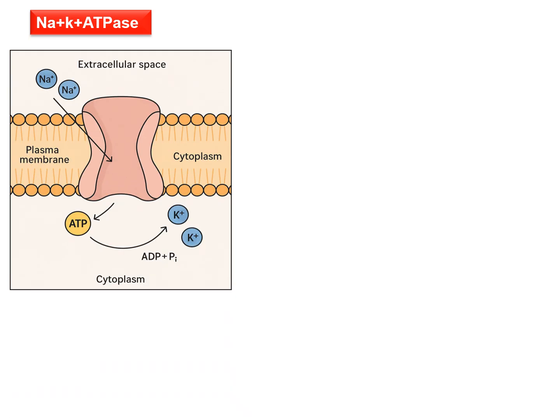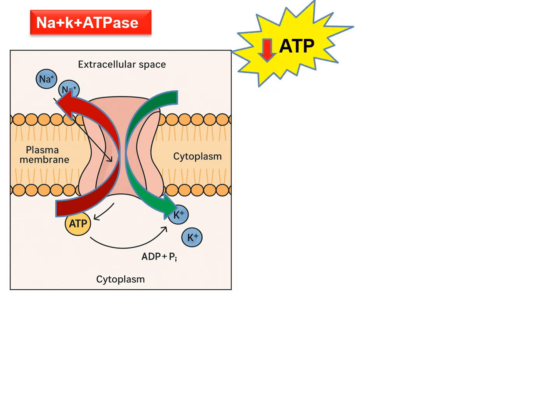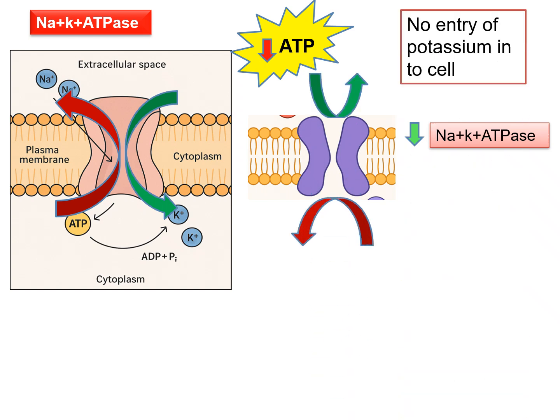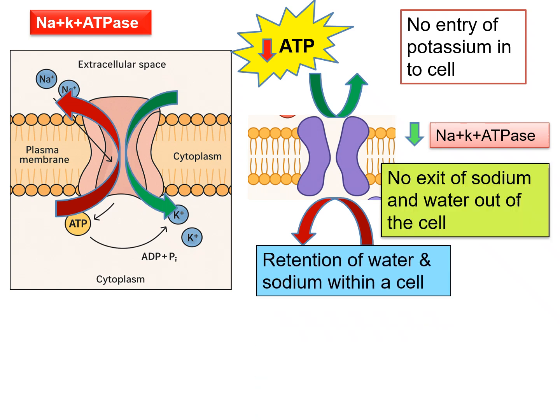The first effect of ATP depletion is decreased sodium potassium ATPase activity. What is its function exactly? This sodium potassium ATPase helps in the exit of sodium out of the cell along with the water and entry of potassium into the cell in the presence of ATP. So now what is happening? There is ATP depletion. So with ATP depletion, there is decreased sodium potassium ATPase activity, because of which the potassium cannot enter into the cell and sodium and water cannot go out of the cell.